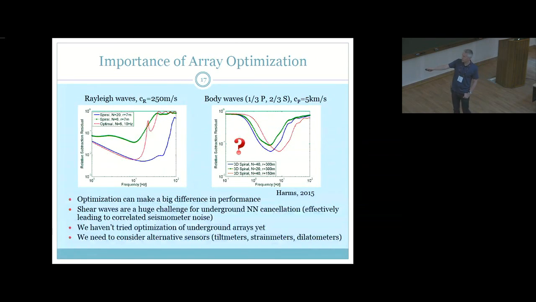And so compare the residuals. First of all, if you compare the two 6-seismometer configurations, the optimal one really produces far lower residuals than the spiral.